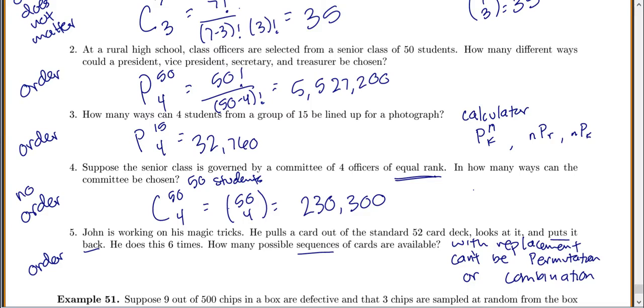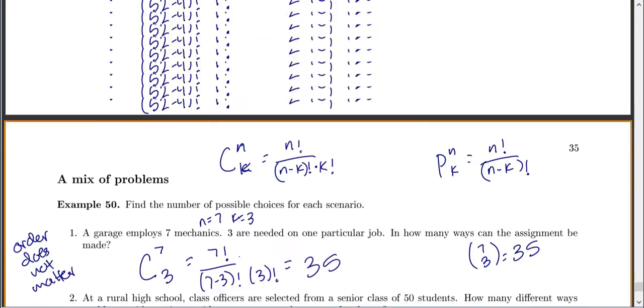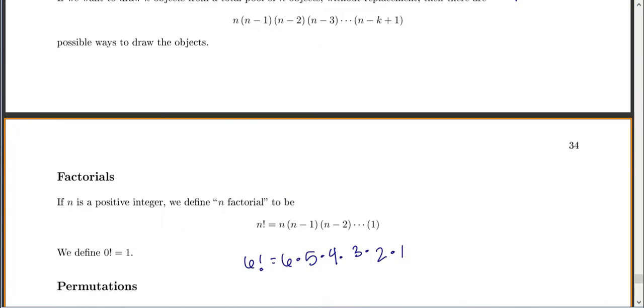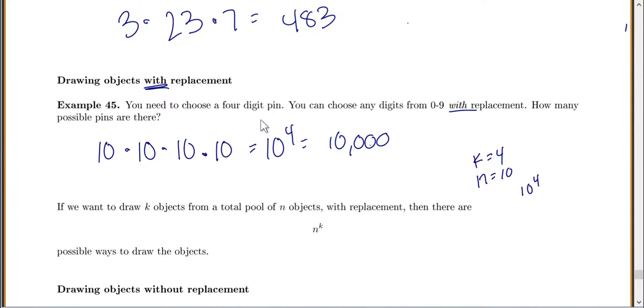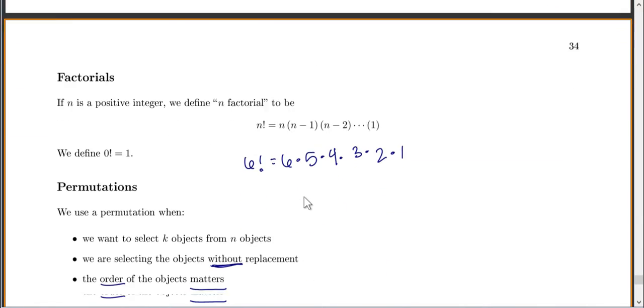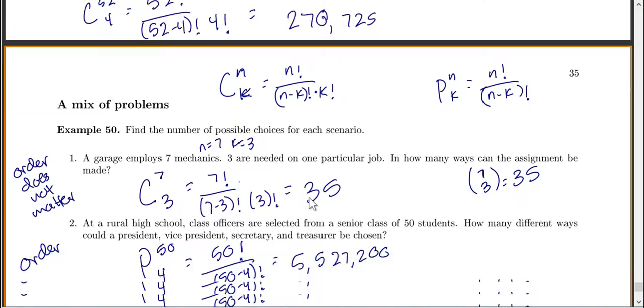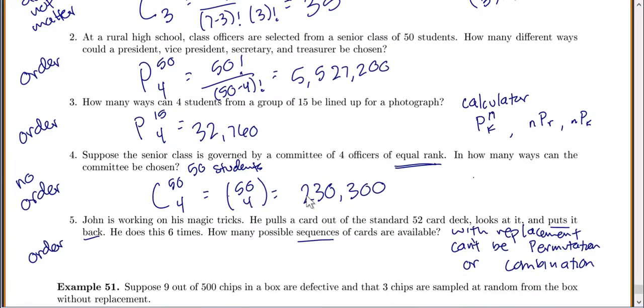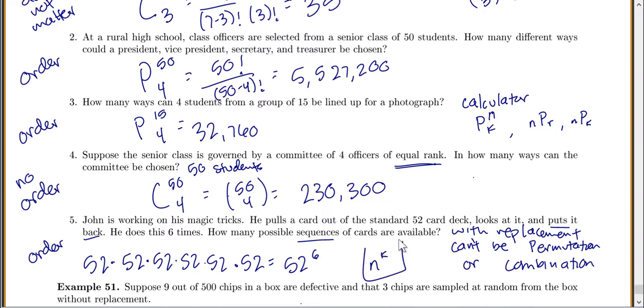Okay, so you could go back to your other formulas you memorized. So with replacement, drawing objects with replacement, that's just n to the power k. That was the only one we learned about with replacement. Or I probably would have just thought about this one and said, okay, there's 52 cards. The first time he draws a card, he has 52. The next time he draws a card, he has 52. The next time, 52, 52, 52, and his 6th card, he still has 52 choices. So this was 52 to the power of 6, or n to the power of k.